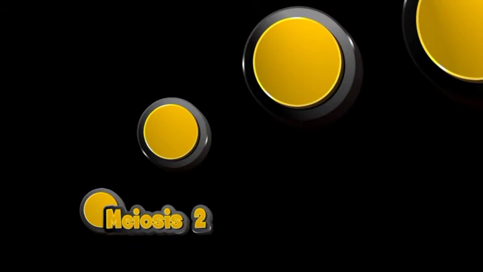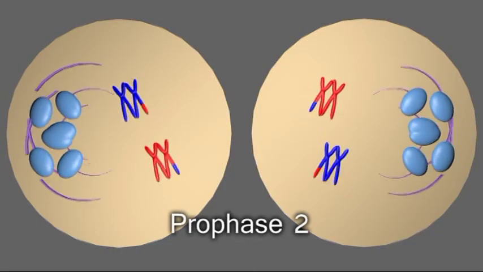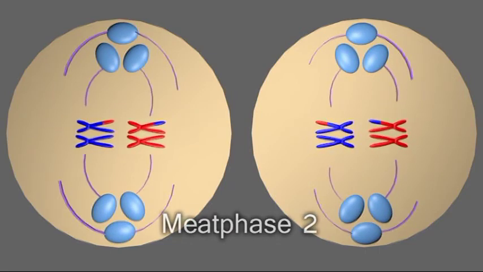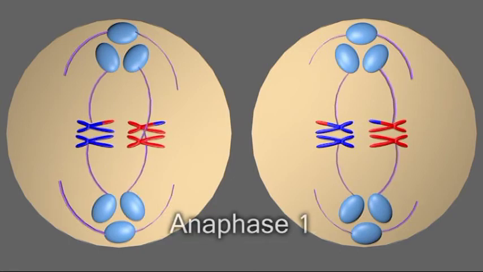Meiosis 2 is almost identically similar to Meiosis 1, except for the fact that 1, it skips interphase 2, and 2, there is no crossing over involved.